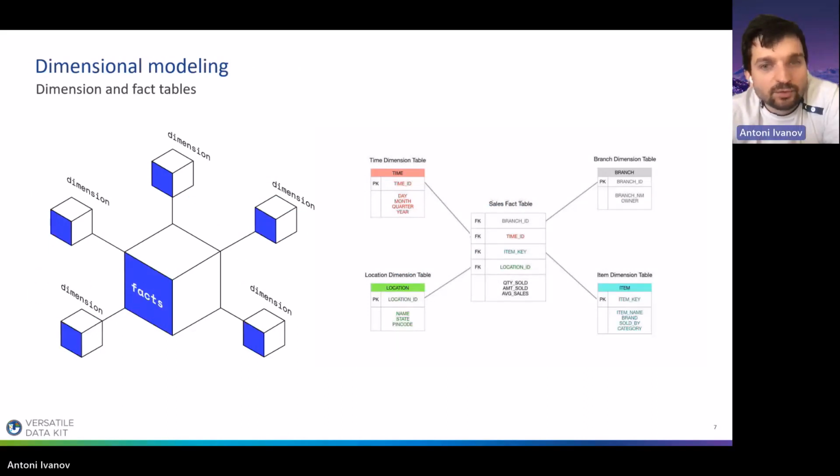So dimensional modeling is a specific type of data modeling that uses, particularly, dimension and fact tables to represent the data in a database. We usually call it a data warehouse. What are facts? Probably some of you know, but facts are generally measurements or metrics about a business process.